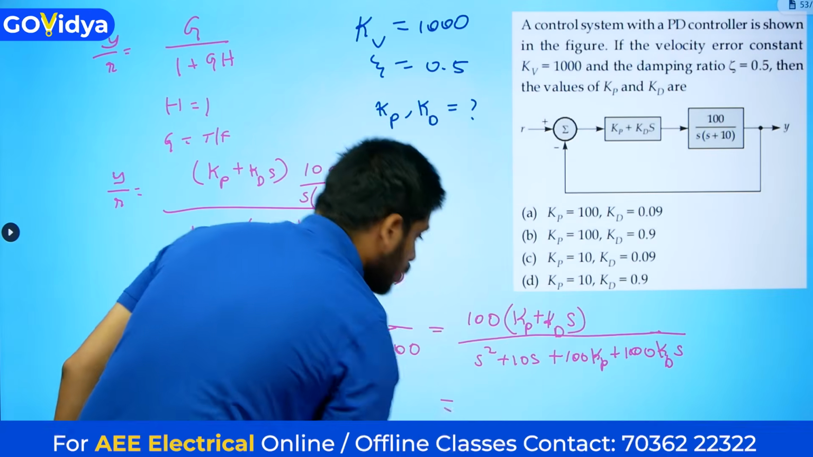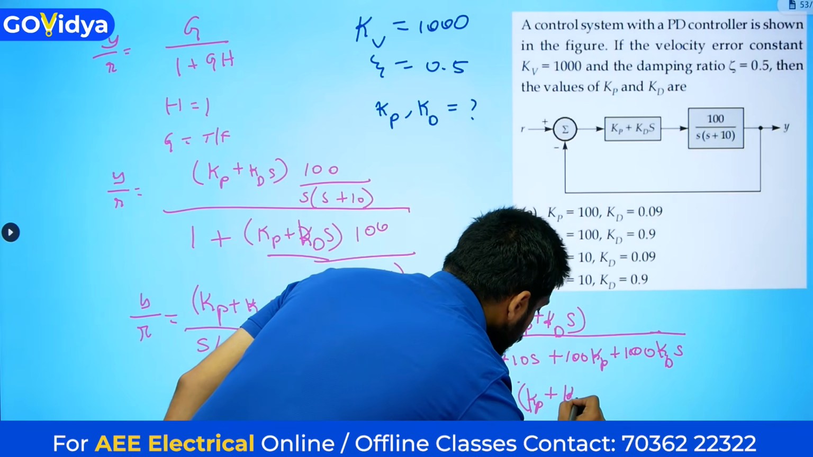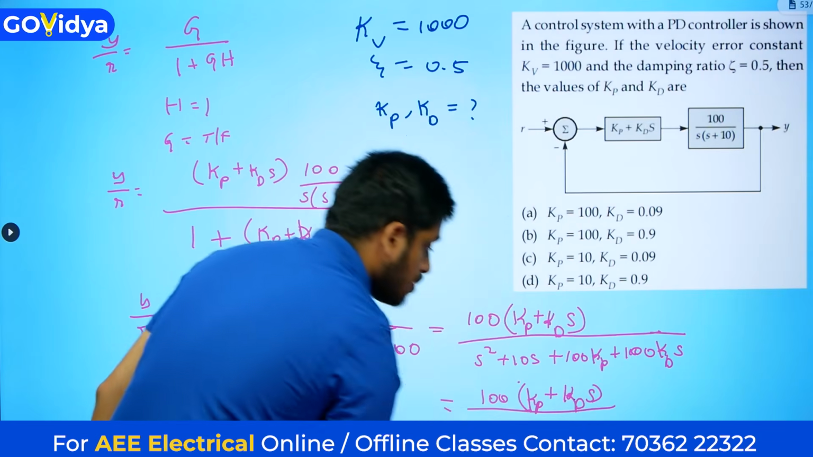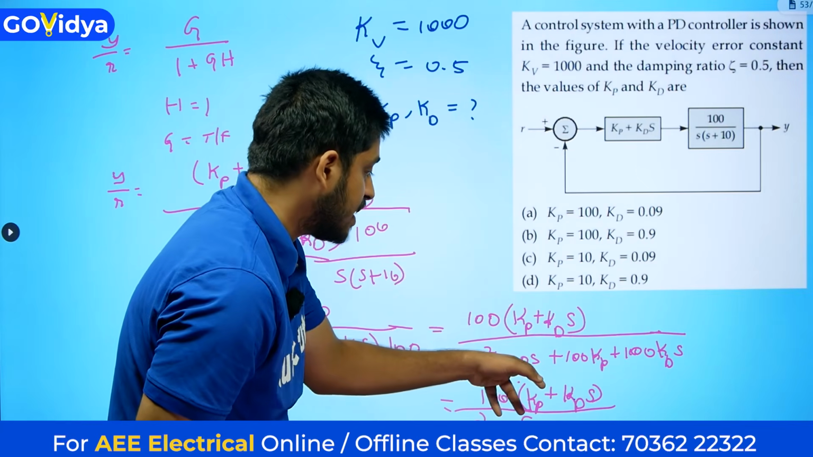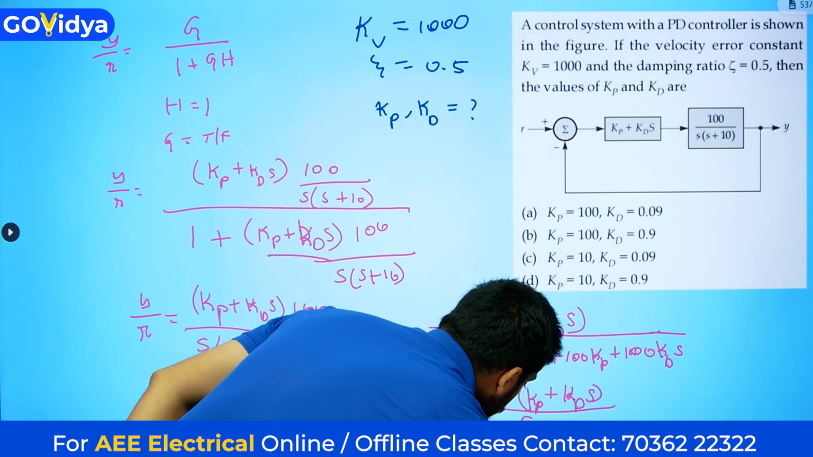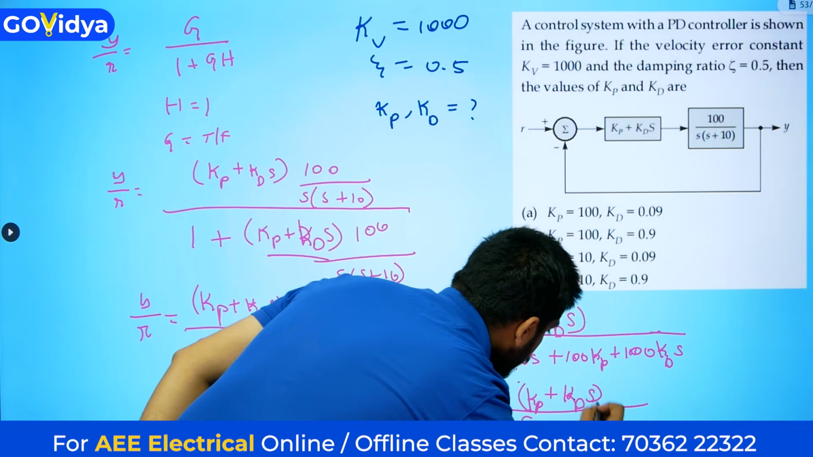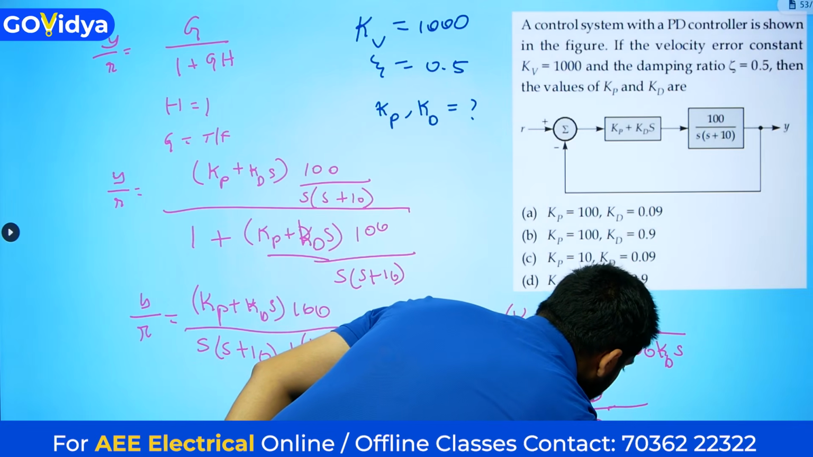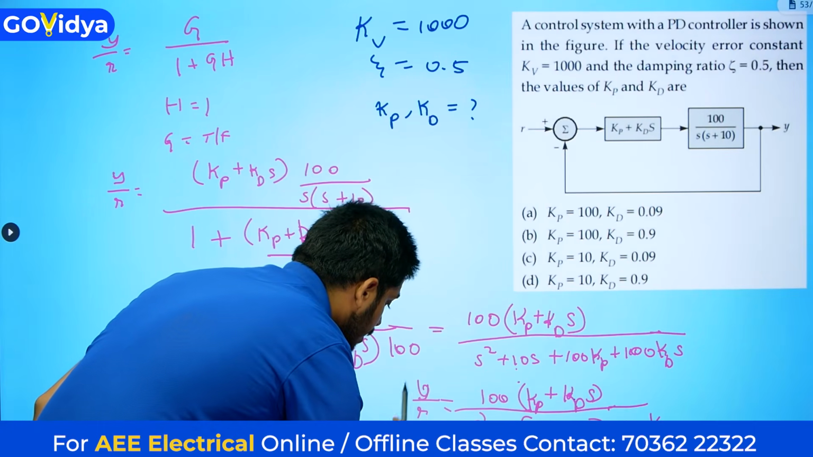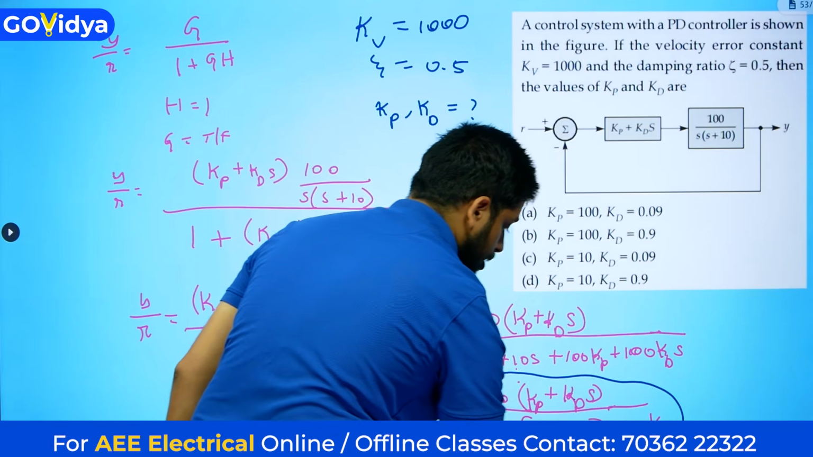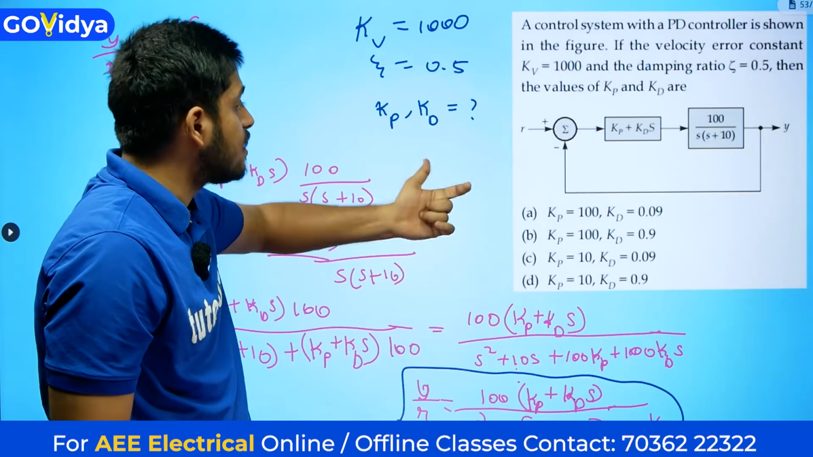Okay, so again resolving this, we will get 100 into Kp plus KDS whole divided by s square plus s of 10 is there and 100 Kd is there. So 10 plus 100 Kd into s, and the constant which is left out is 100 Kp. Okay, this is my whole y by r equation, a second order equation. Now what is given and what we can resolve, we will see.